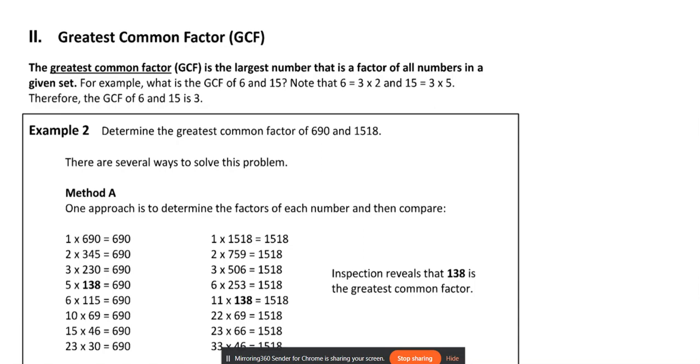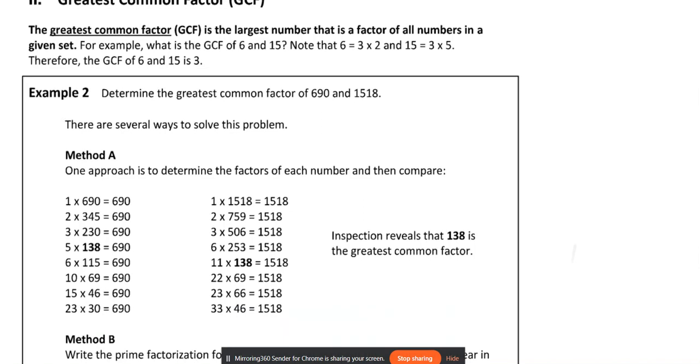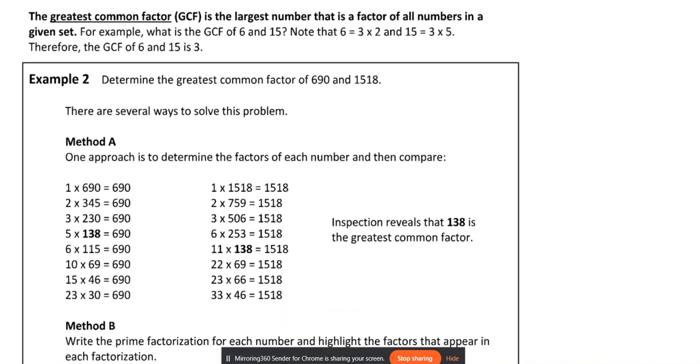But what the greatest common factor is, it's the biggest number that goes into both of the numbers, right? It's the greatest common factor, right? So there's several ways to do it. You could just try them all out, right? So if I want to figure out the greatest common factor of these two numbers, you could just try some things out. That's essentially what they were doing here, right?